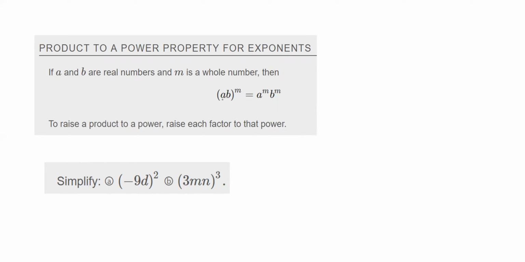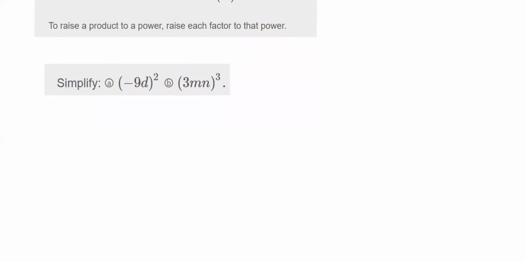So if you have ab, you have 2 factors there. And what this property says is each factor gets the power m. a gets the power m and b gets the power m and they get multiplied. Okay? So power to a product property. Here's a problem.